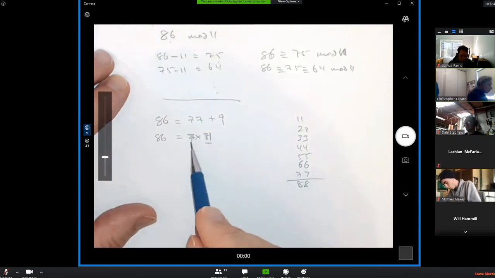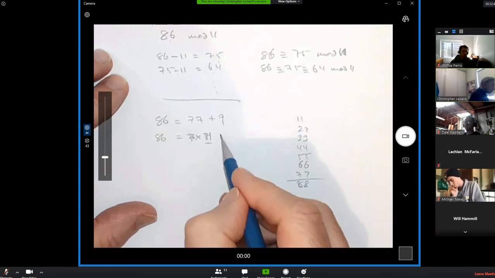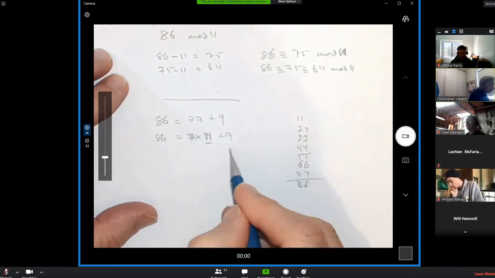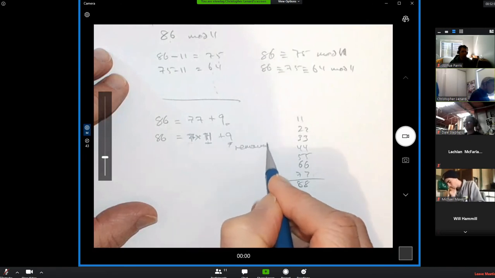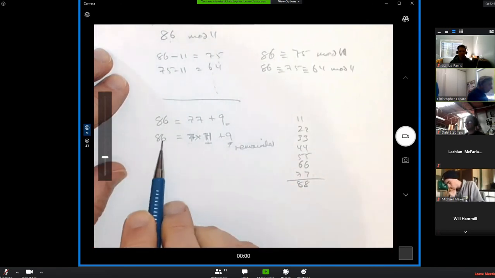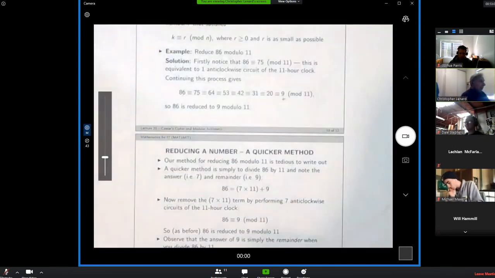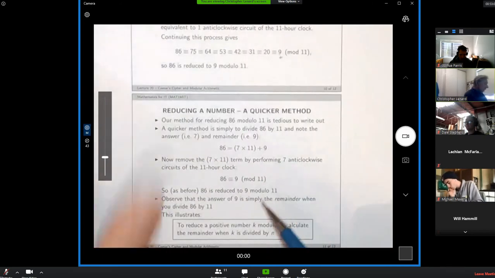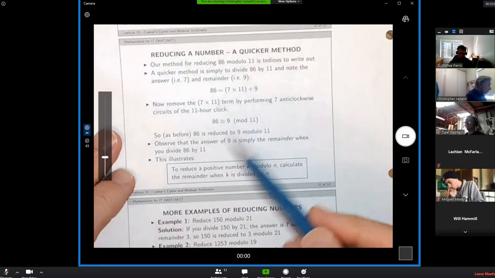So what multiple of 11? 7 lots is 77 with a remainder of 9. So remember, 9 is actually a remainder. When you do 86 divided by 11, it gives you 9 remainder. So that's basically another way. So that's what's happened in this particular slide.